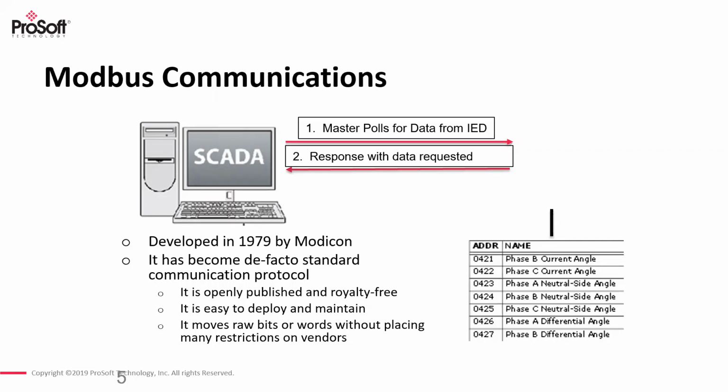It was a master-slave relationship where a master device polled data from the IED, and then the IED responded back with the data. One of the issues was the addressing that you often had with Modbus devices. There really was no description to the address. You would have a Modbus address like 40,001 or 0421, and you had to look at documentation to figure out what that actually represented, such as the phase B current angle of an IED protection device.